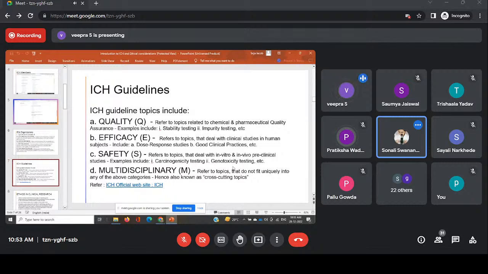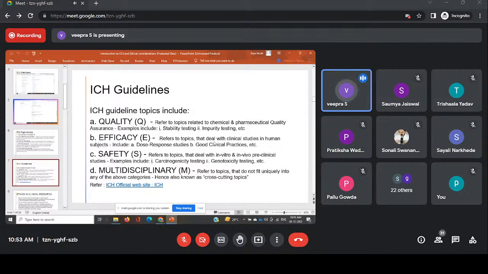Right. So the first one is the quality guideline. So what does it contain? Quality, it's Q. So this gives the details about chemical and pharmaceutical quality assurance. It gives the information about chemical and pharmaceutical quality assurance. Then efficacy guidelines are present.